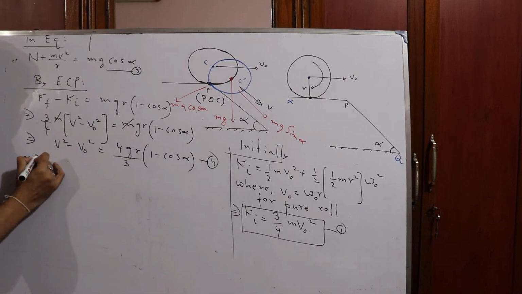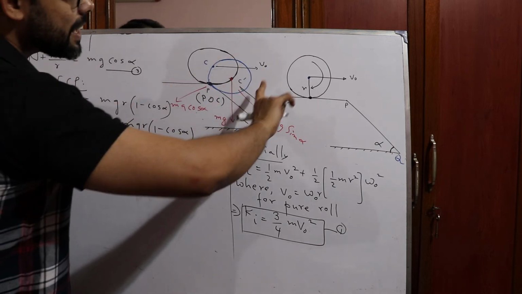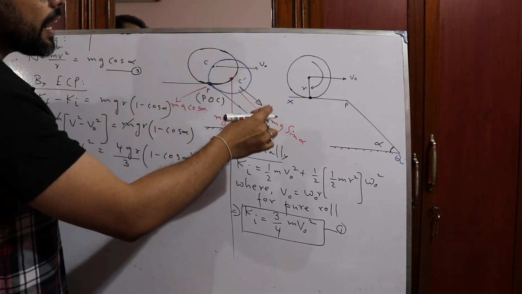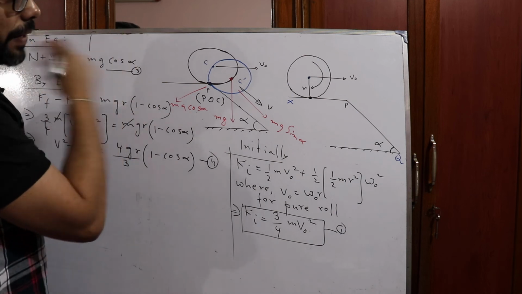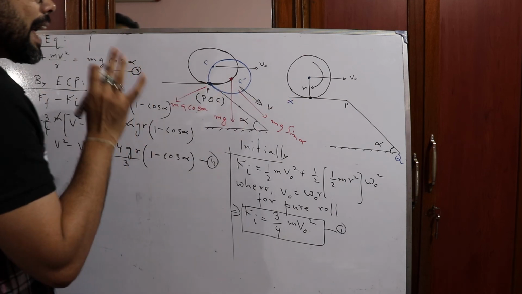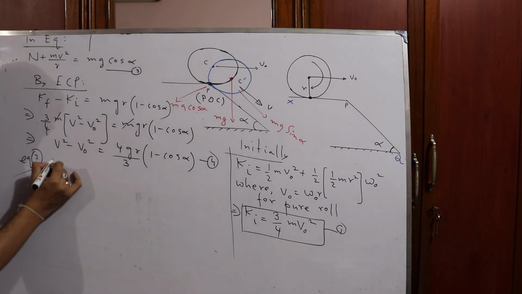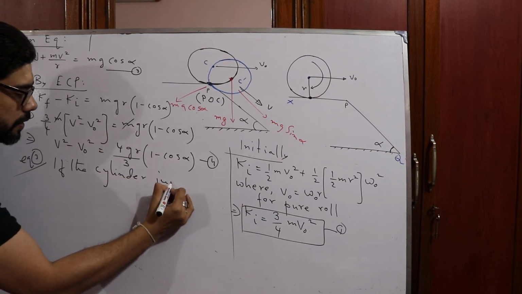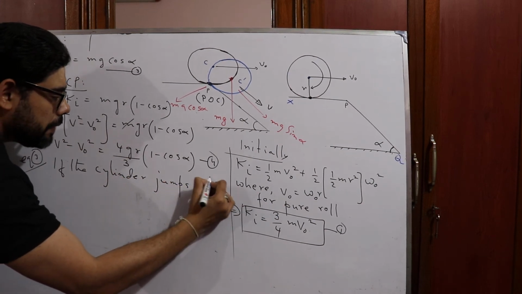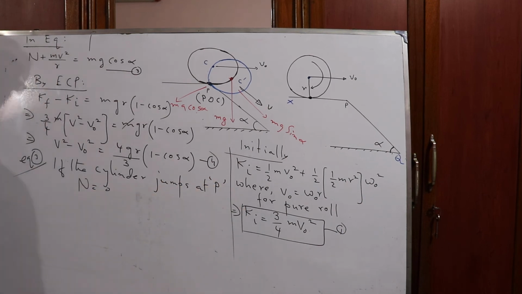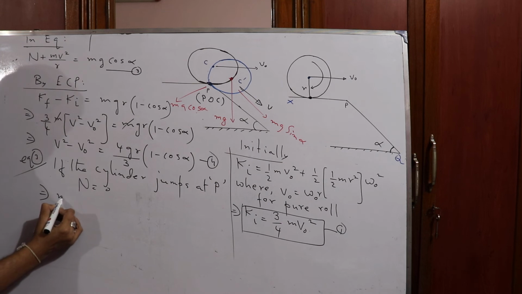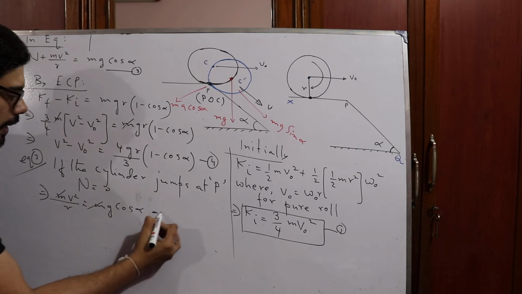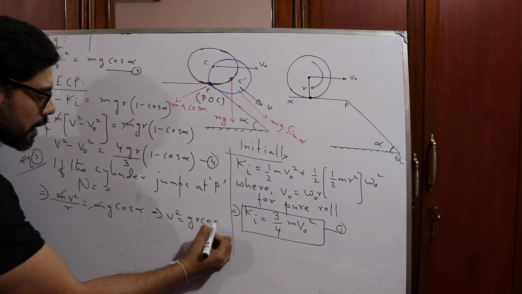Now see once again equation 3. Suppose we are considering the cylinder while rolling from the horizontal surface to the inclined surface, and it takes a jump at the point P. If it takes a jump, it loses contact with the inclined surface, and as a result the normal reaction vanishes. So if the cylinder jumps at P, then the normal reaction must be 0. And if the normal reaction is 0, it implies m v square by R equals mg cos alpha. You can cancel off m, so you get v square equals gR cos alpha.